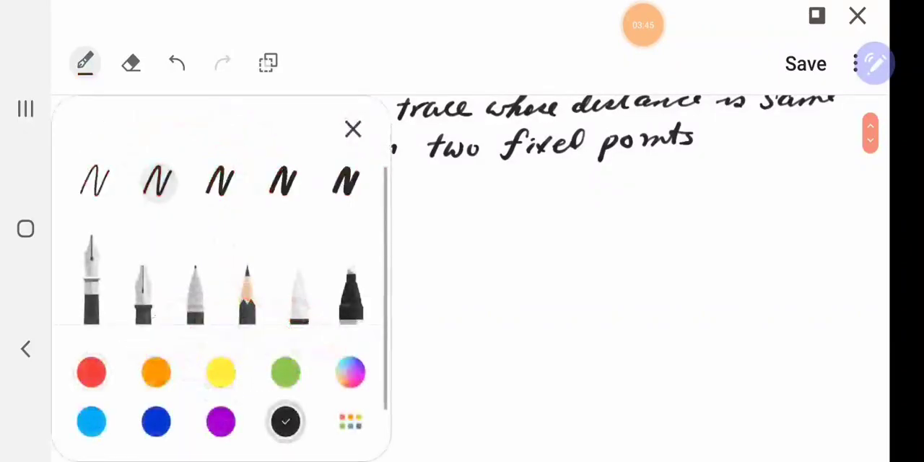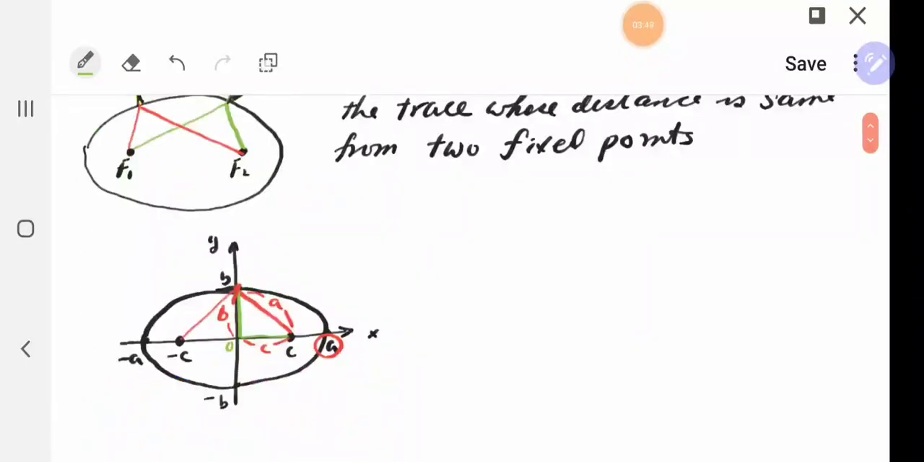There are names for this ellipse. The longer side, A is longer than B, so we call this longer side the major axis. From here to here is called the major axis. And the shorter side, from B to negative B, is called the minor axis.